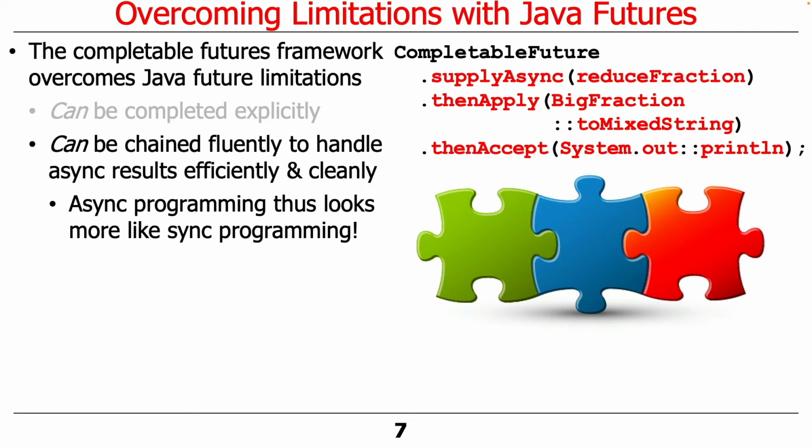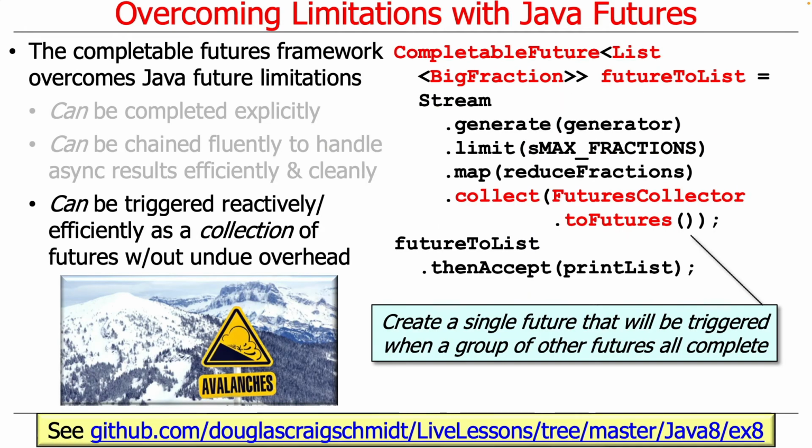So for example, in this particular snippet of code, we say, start reducing a fraction in the background by calling the supplyAsync factory method. And then we say, after that's done, then convert the result of that reduced fraction into a mixed string, which is a mixed fraction or a proper fraction. And then go ahead and take the results of doing that and print it to the output. And all of these calls are likely to take place in a background thread as opposed to the main thread. But it looks synchronous in the way that you programmed it. So it looks like you're just flowing the chain of calls together in a nice fluent model.